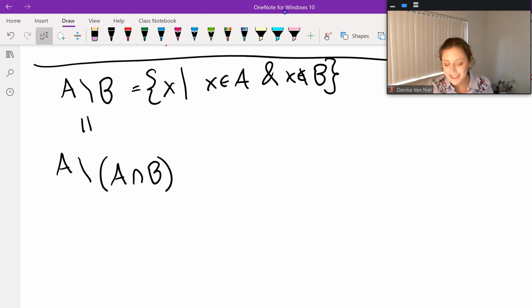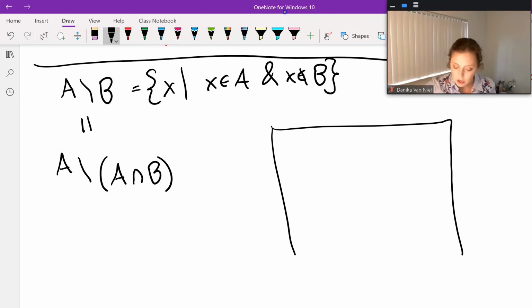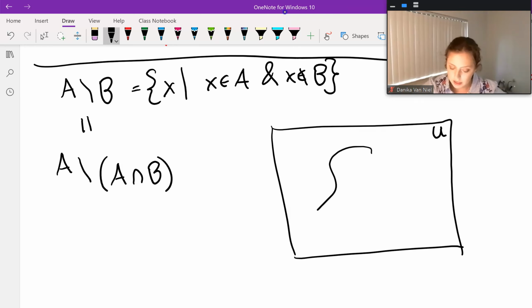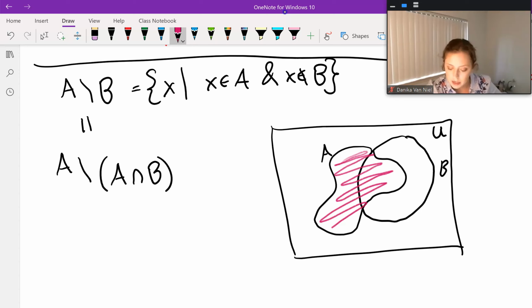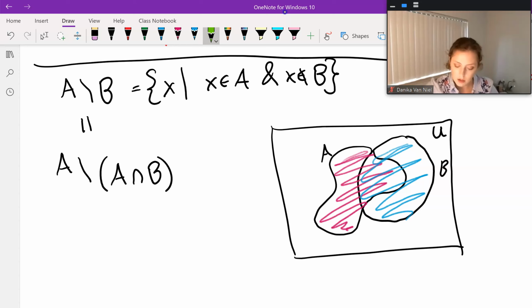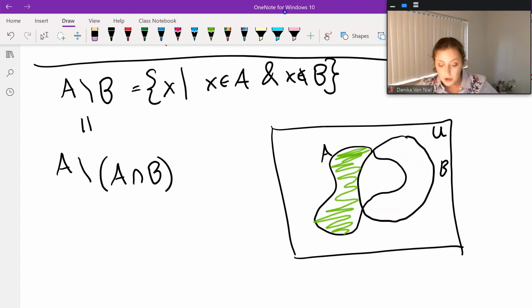Okay, let's think about some general Venn diagram. So here our box is our universal set, U. And let's say this is A or something, I don't know. And then let's make B nice. So this is A, this is B. Okay, so if I want A minus B, I want all the elements in here that are not in here. Okay, so who does that leave us with? That leaves us with all this. So the green is what we want.